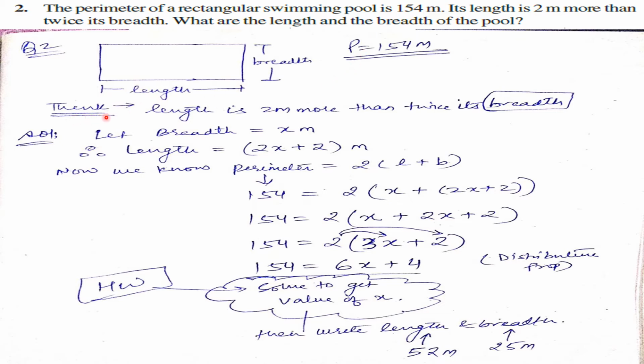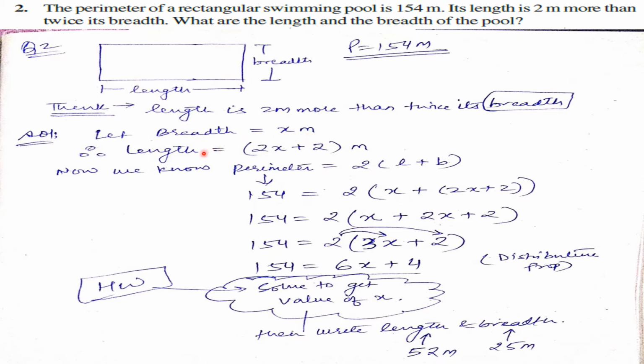Now there is a thinking part from my side. You have to think like this, that length is 2 meters more than twice its breadth. This tells me that breadth is the independent part and length is the dependent part, because the length value is dependent on the breadth value. Now I have assumed the independent part, that is breadth, as x meters.